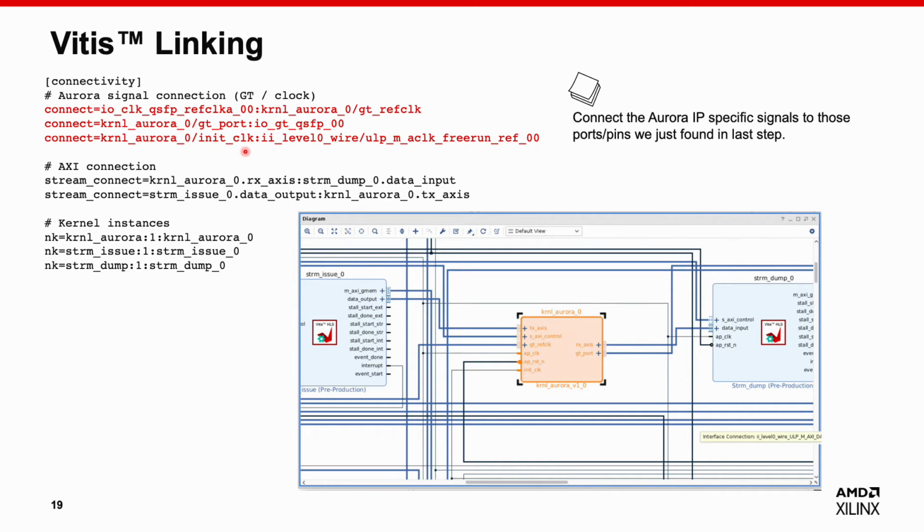Once the Vitis linking job is finished, we can open the auto-generated Vivado project to verify that these special Aurora IP signals are connected correctly in the platform.